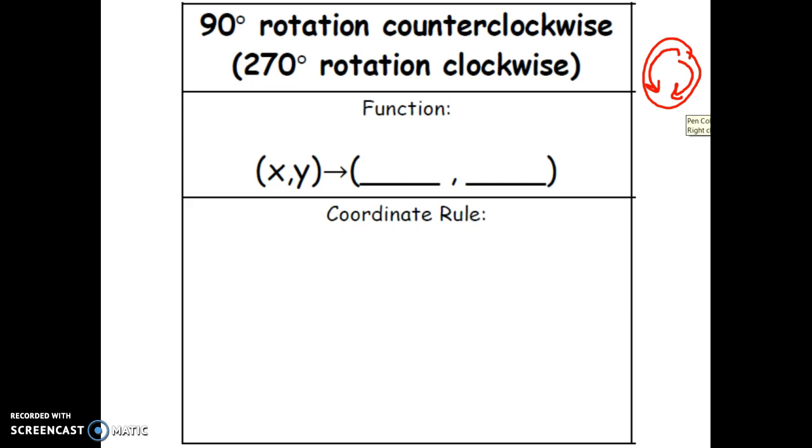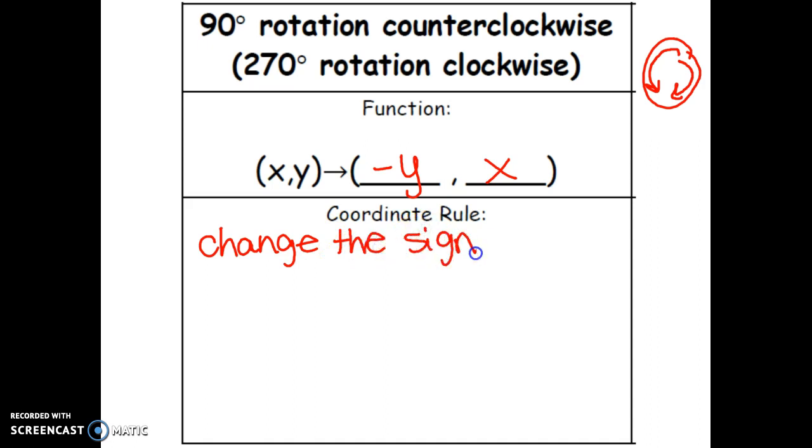So the function for a 90-degree rotation counterclockwise is (-y, x). What this means is that we will first change the sign of y. Then we will swap x and y.